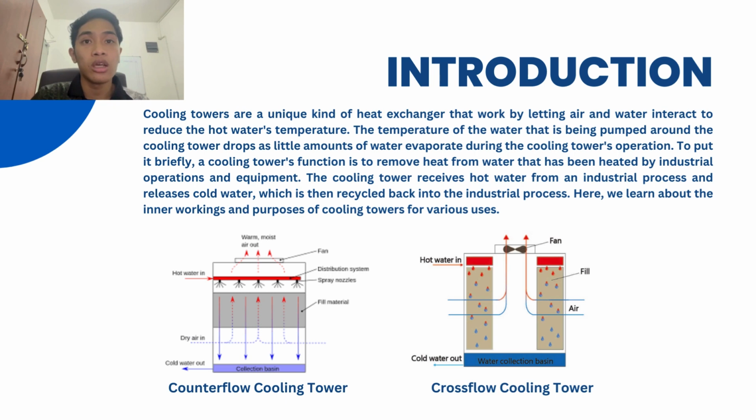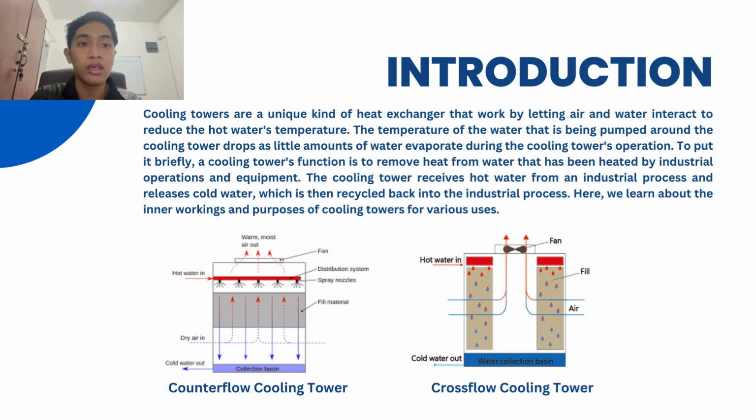So in a power plant, a cooling tower works to remove heat from water that has been heated by industrial operation and equipment. The cooling tower receives hot water from the industrial process and releases cold water, which is then recycled into the industrial process. There are two cooling towers that are often used in power plants, namely the cross flow cooling tower and the counter flow cooling tower. So we will talk about the cross flow cooling tower first.